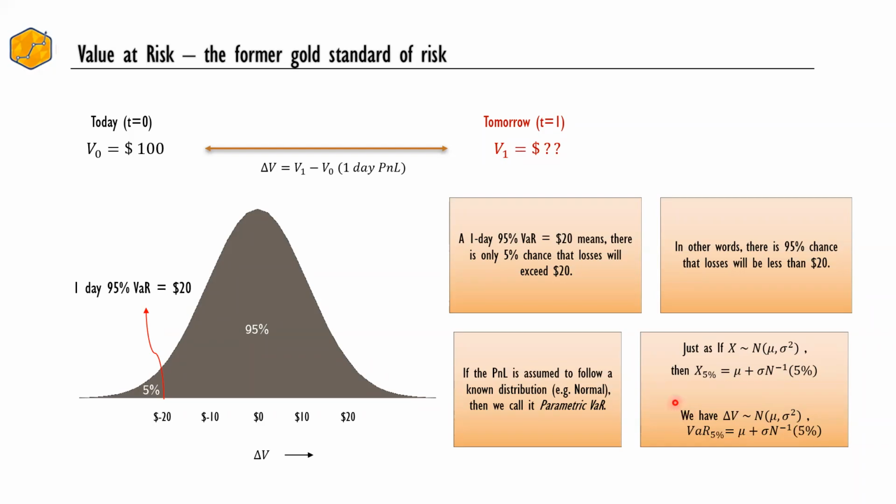By the way, remember, N inverse 5% will be a negative number, minus 1.645. So far, so good, I hope. If you have any questions, let me know. But this is our target. This is where we want to go. All right, let's proceed.